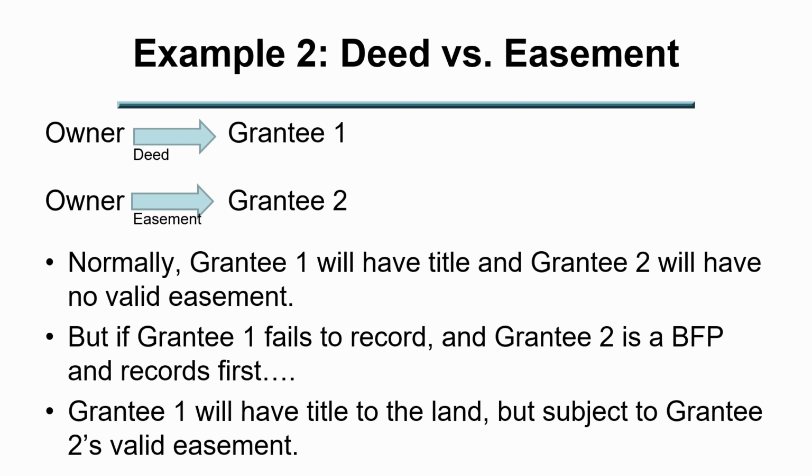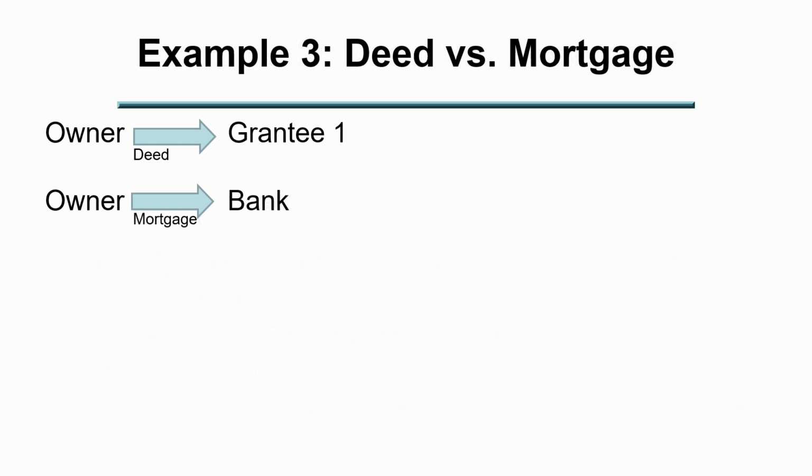So grantee number 2 gets priority in the sense that the easement is effective against the title that's held by grantee number 1. So grantee number 1 has to recognize the easement and allow grantee number 2 to use that easement. In example number 3, grantee number 1 takes a deed and grantee number 2 is really a bank that's taking a mortgage on the property.